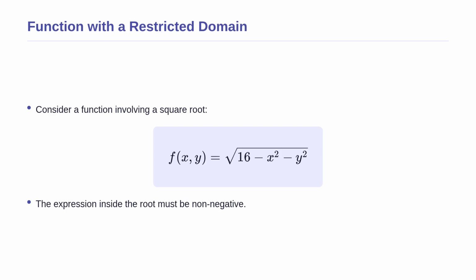Now that we have evaluated a simple function, let us look at one where the domain is restricted. Consider the function f of x comma y equals the square root of 16 minus x squared minus y squared. This formula comes from the geometric equation of a sphere. In mathematics, we cannot take the square root of a negative number if we want a real number as an output. Therefore, the expression inside the square root must be greater than or equal to 0. If x or y become too large, the expression becomes negative and the math breaks.